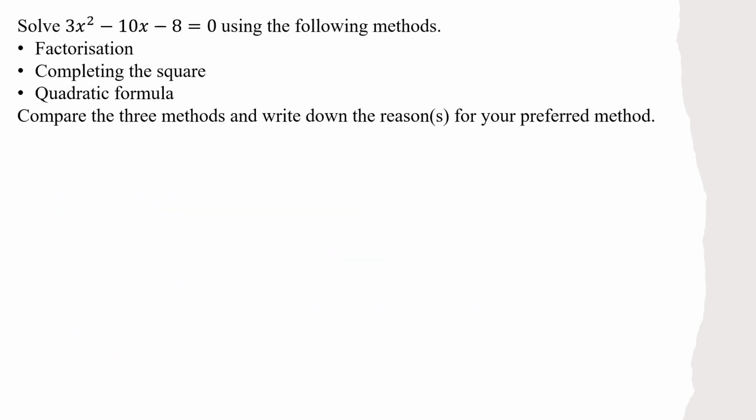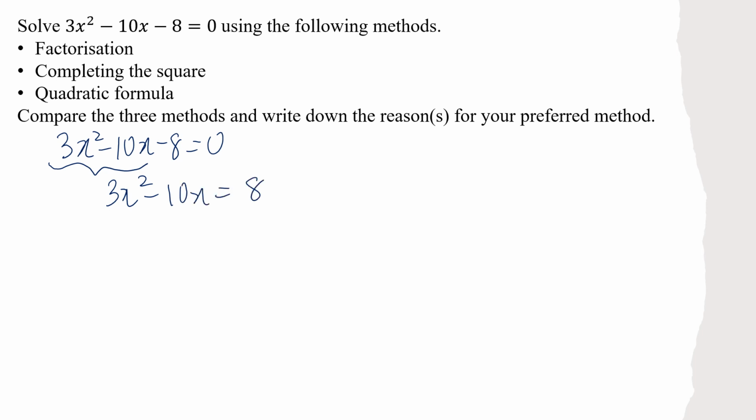Right, so the second method that we are going to use is completing the square. Using completing the square to solve a quadratic equation is much easier than factorizing it. Right, so to complete the square, remember we just need these 2 terms, the x squared and the x term. So I'm just going to add 8 on both sides, so that I will bring the negative 8 to my right hand side.